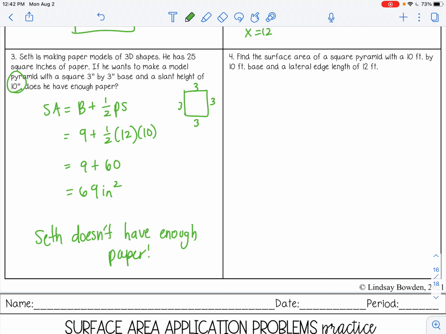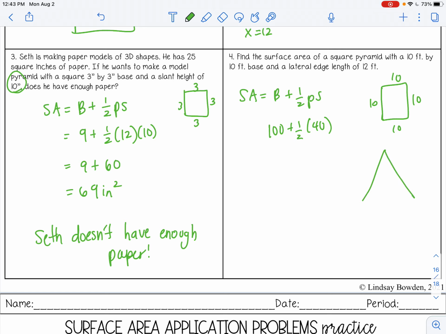All right, and the last one, find the surface area of a square pyramid with a 10 by 10 base and a lateral edge length of 12. All right, so we're going to use that same formula from number 3. So here is my 10 by 10. So that would be 100. 10 plus 10 plus 10 plus 10, that would be 40. Now be careful, lateral edge length is not the same thing as slant height. So if you think about it, here are your lateral edges. Slant height is here. Lateral edge is here.